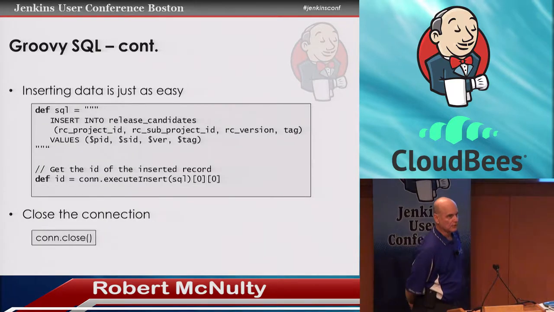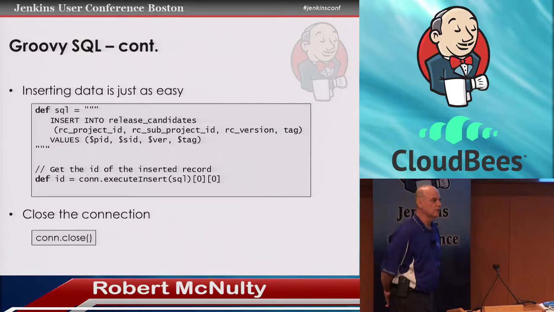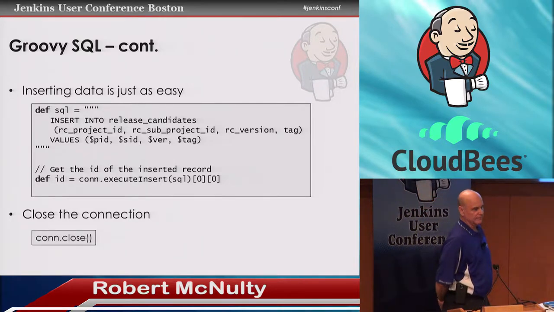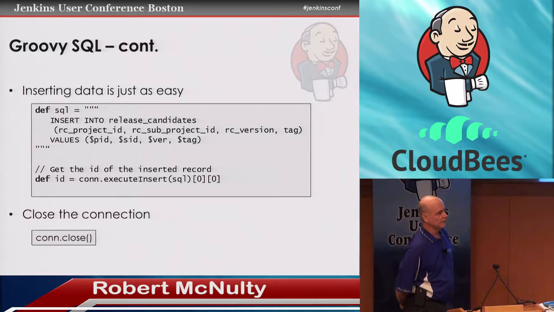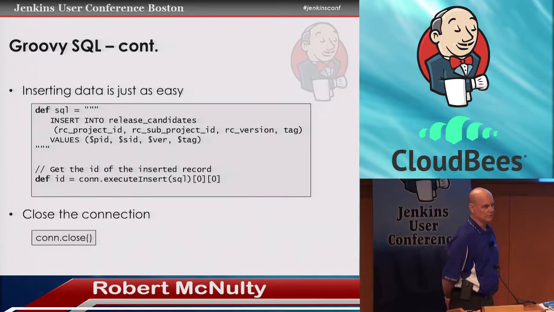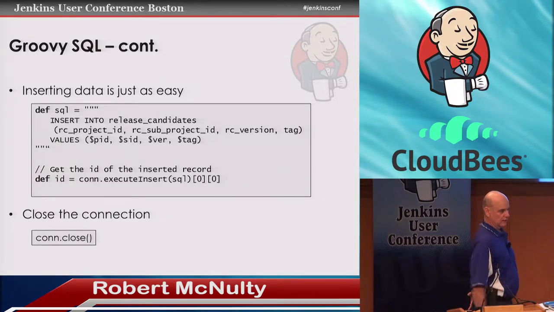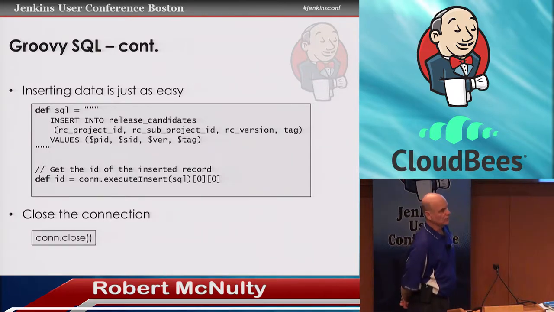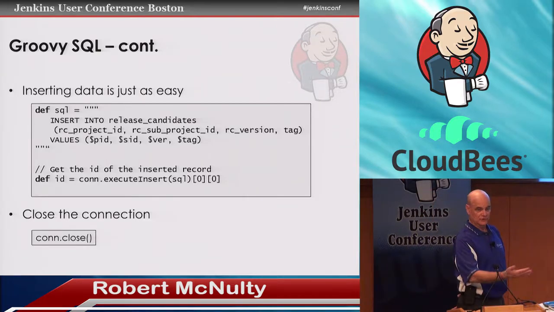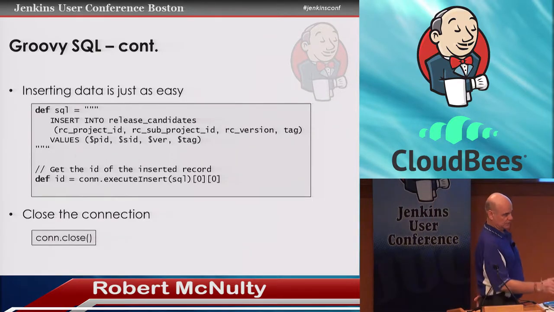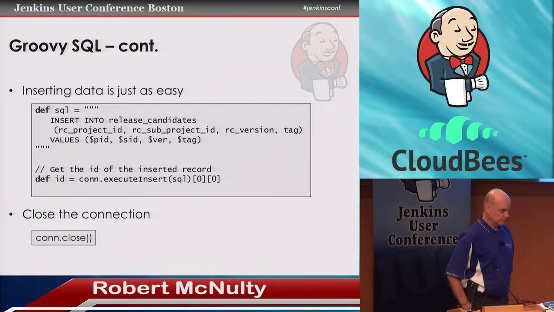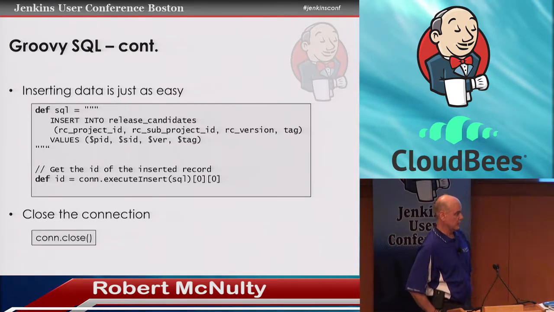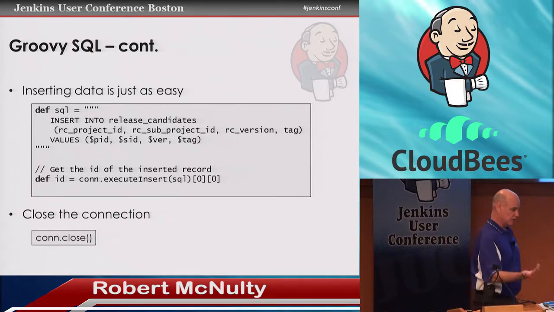Inserting data, that's what we're going to be doing in here also. Once we've run the build, we've created the tag, we've got all that information and the properties that we've showed you, we're just going to insert that. And again, it's just standard SQL, run from the Groovy script. So you get your connection, and you do con.execute insert SQL. Now I happen to want to also get the inserted ID of that record, because I'm going to be inserting other things later. You just do a couple indirections, get to the head of the array, and you have your ID. And then to close your connection, it's con.close.